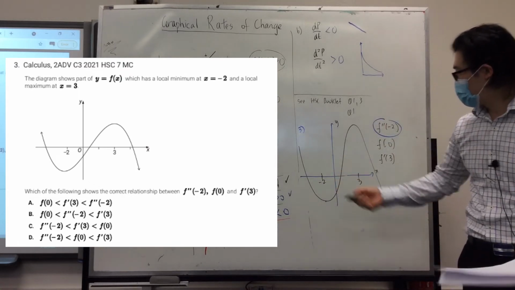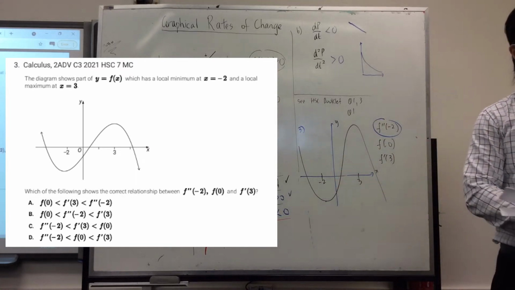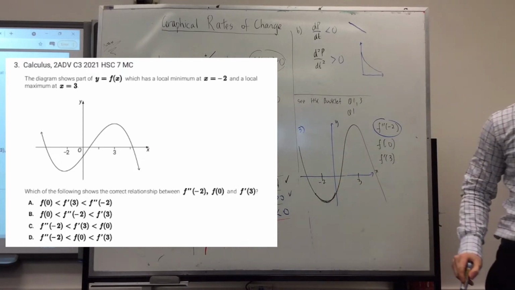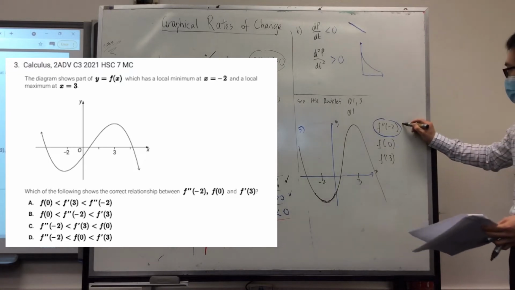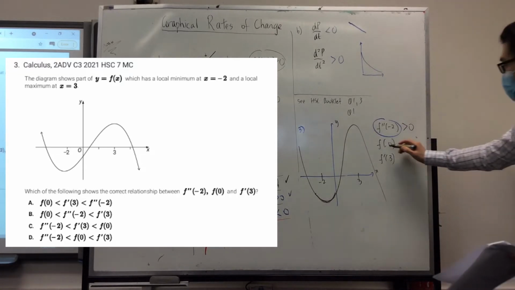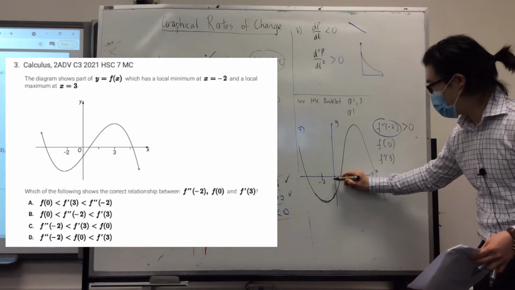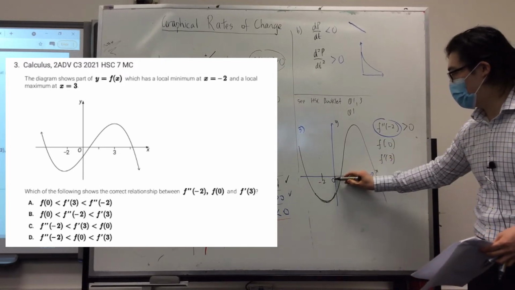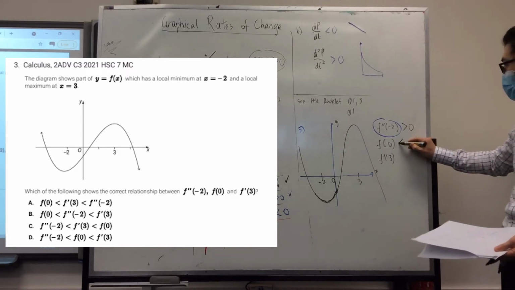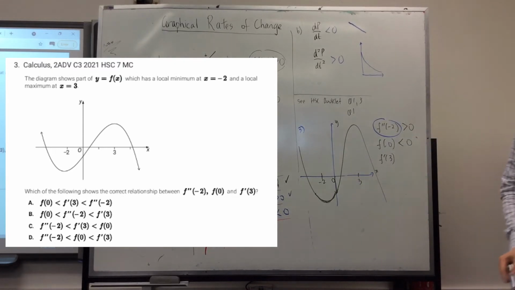So, what's the inequality sign? As you can see at that point, we see concave up. So that's bigger than 0. So that's our first step. Second step, f of 0, that just means when you substitute 0, what's the y value? You get some negative value. So we can label that as less than 0. Does that make sense?